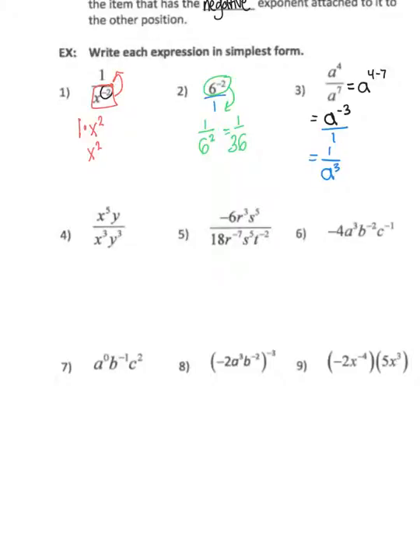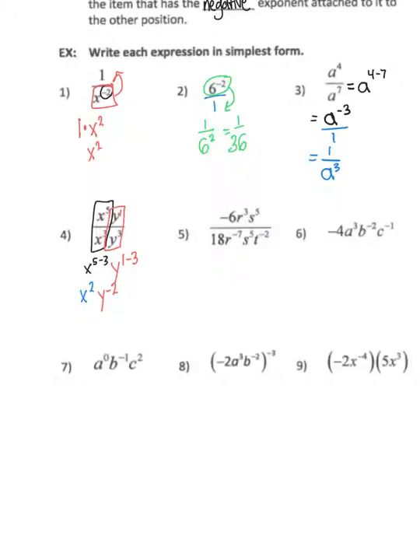Okay, let's look at number 4. If I start with my x terms here, I have x to the 5th minus 3. Subtract my exponents. And then my y's, this is y to the 1st, minus 3. When I simplify these, I get x to the 5 minus 3 is 2, and y, 1 minus 3 is y to the negative 2.